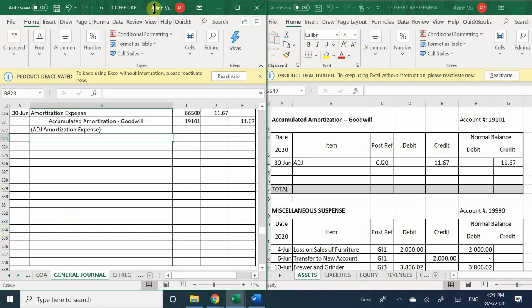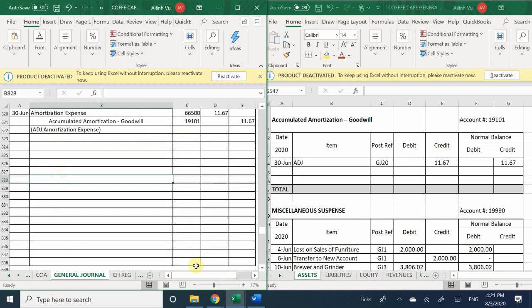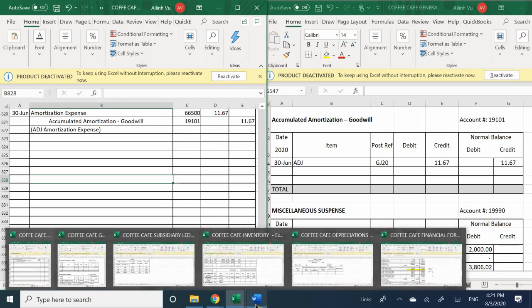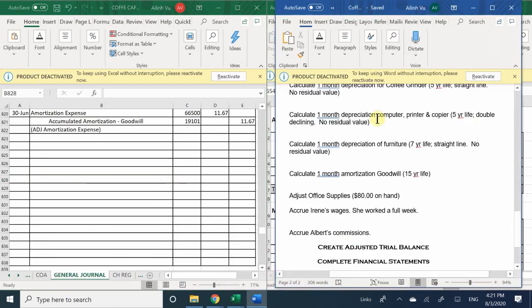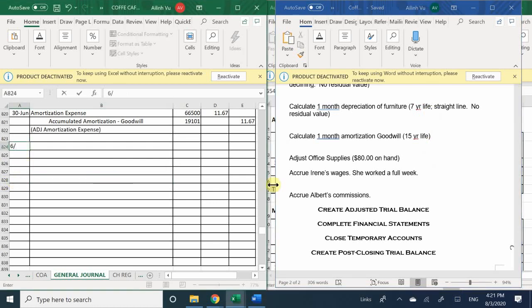So, now that we've finished up journalizing or posting to our ledger, we have a couple more transactions left. So here it says adjust your office supplies. There are $80 left on hand. I'll give you a hint. We originally bought $150 worth of office supplies.